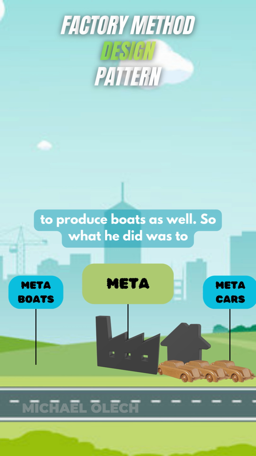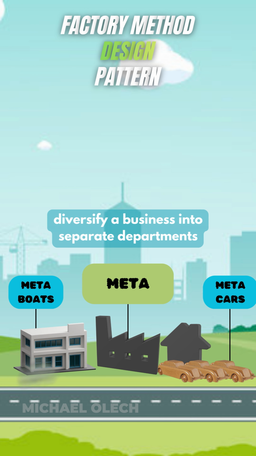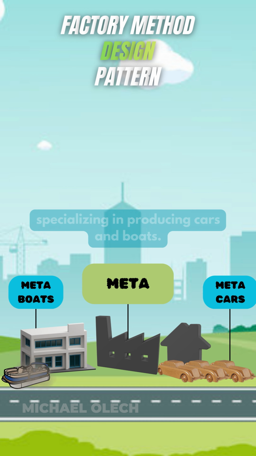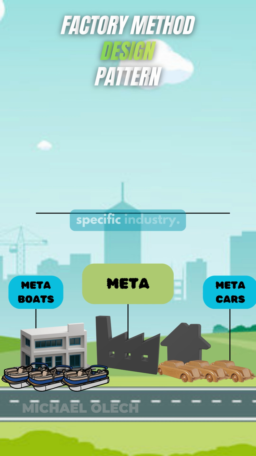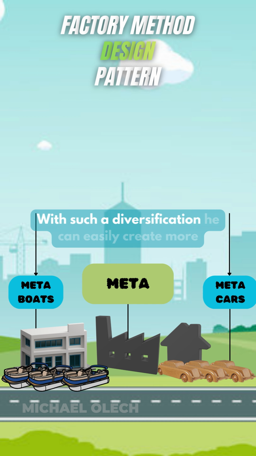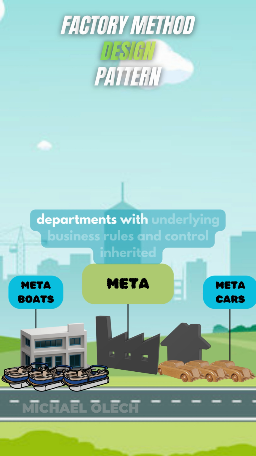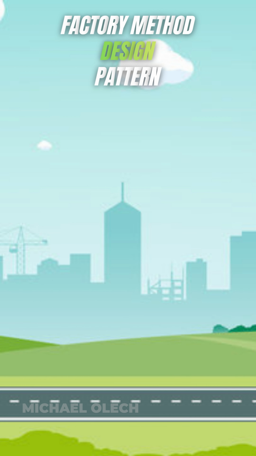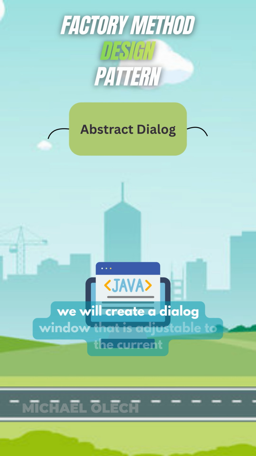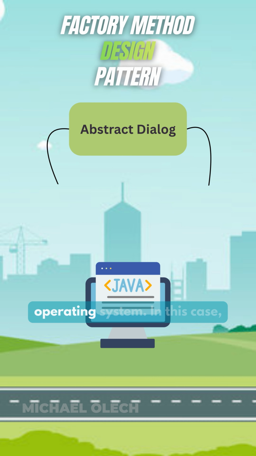So what he did was to diversify the business into separate departments specializing in producing cars and boats. Now the main unit is independent and not related to any specific industry. With such a diversification, he can easily create more departments with underlying business rules and control inherited from the main headquarters.